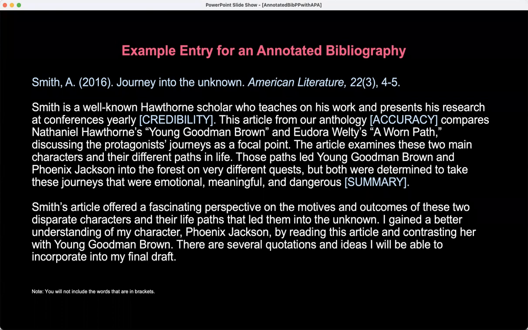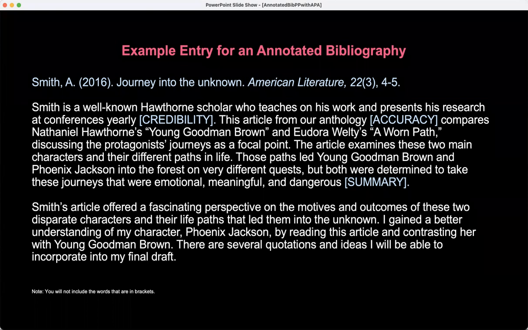Okay, and then the summary part: it compares, discussing the protagonists' journeys as a focal point. The article examines these two main characters and their different paths in life. Those paths led Young Goodman Brown and Phoenix Jackson into the forest on very different quests, but both were determined to take these journeys that were emotional, meaningful, and dangerous. So I could be doing a compare and contrast essay, right? This would be a good compare and contrast essay, because both of these main characters went into the forest on different quests. So that's the summary of what the article is, and then how I'm going to use it.